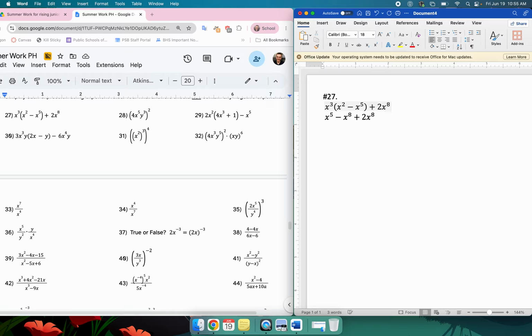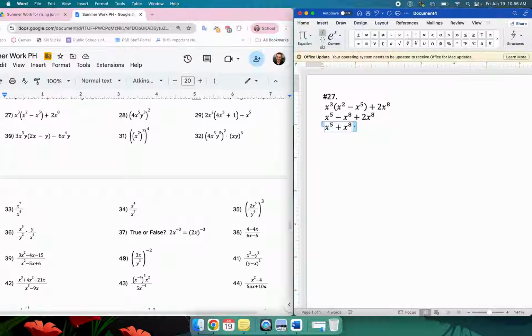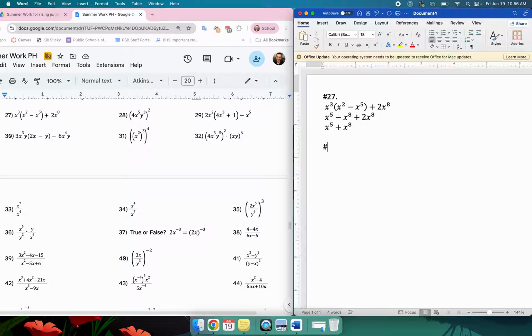After that, you should look for like terms. Like terms means same variable, same exponent. I see that these two have the same variable and same exponent, so they can be combined. This is -1 copies of x to the 8th plus 2 copies of x to the 8th. That's +1 copy of x to the 8th. So that's our answer.